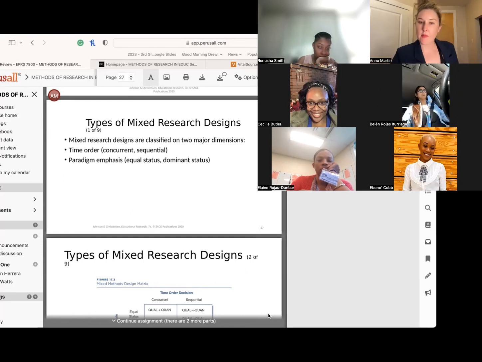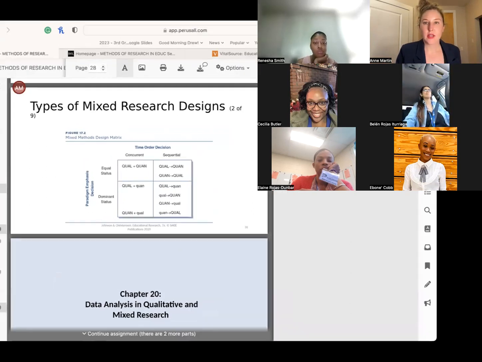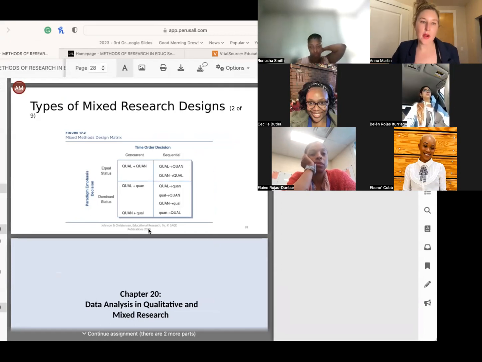And then the paradigm, and again, by paradigm they mean quantitative versus qualitative. It might be equal status or dominant status. So this is the table. And I know Elaine was asking about how specific you have to be. You don't have to necessarily use this terminology, and sometimes researchers don't, but in explaining their data collection procedures, you should be able to tell if there is a primary paradigm or which one came first.